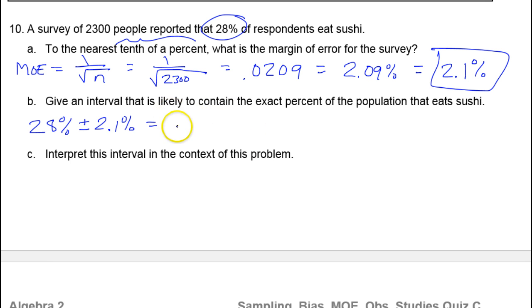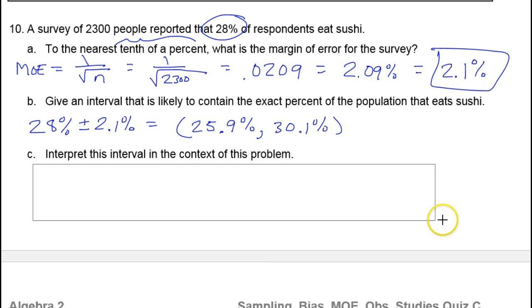So we are doing interval notation though. So the order matters. It always needs to be least to greatest. So that means subtract first. So what's 28 minus 2.1? Give me that number first. 25.9. So the lower bound is 25.9%. And if I add, 30.1%.